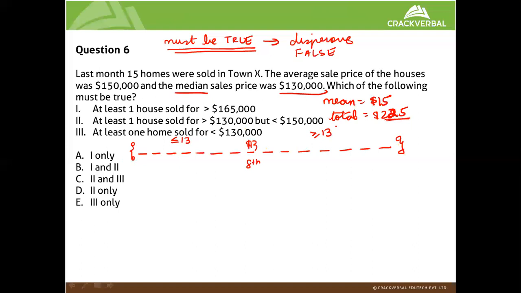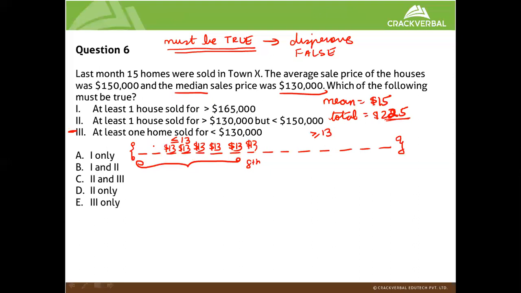Now, if I scan my way through the answer choices, if I look at the third answer choice, at least one home sold for less than $130,000. Looking at it clearly, if the median is $13, I know I'm going to have the 7 houses to the left of the median to be less than or equal to $13. But whenever you look at a statement, you never try to prove it. You always try to disprove it. And the way I can disprove the third statement is to keep the prices of all the first 7 houses equal to $13.